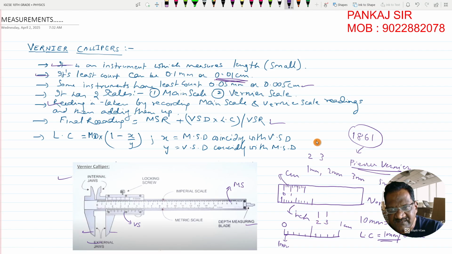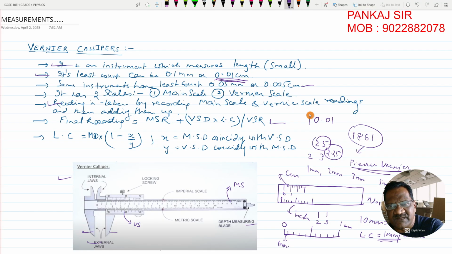So if the object is say 2.5 millimeter or say 2.25 millimeter, then these are distances which you cannot measure using this particular scale, the normal scale. And for that purpose, a scale was invented by Pierre Vernier in 1861, and this particular instrument was called a Vernier Caliper, and this Vernier Caliper can measure length up to 2 dp. So it can measure length up to 2 dp.